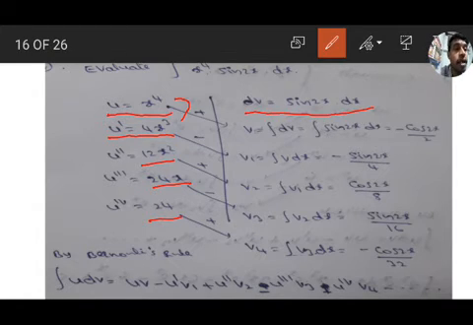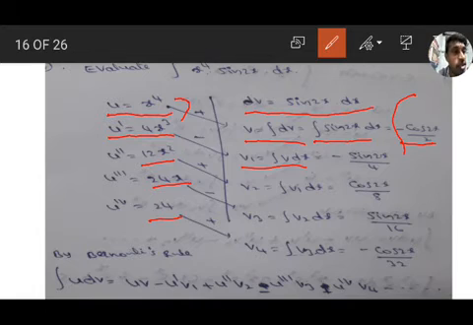dv equal to sin 2x dx. So v means the integration of dv, the integration of sin 2x dx, and the integration of sin 2x is minus cos 2x by 2. Next v1 means the integration of v, minus 1 by 2 outside, and the integration of cos 2x is sin 2x by 2, already it is 2, therefore minus sin 2x by 4. So v2 is the integration of v1, 1 by 4 outside, the integration of sin 2x is minus cos 2x by 2, minus minus is plus, so cos 2x by 8.